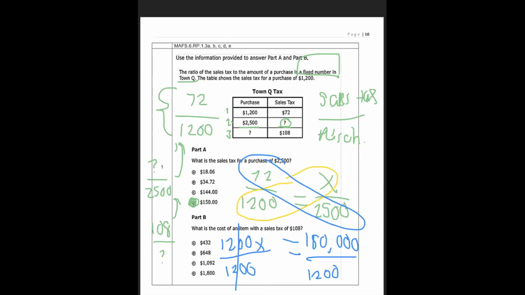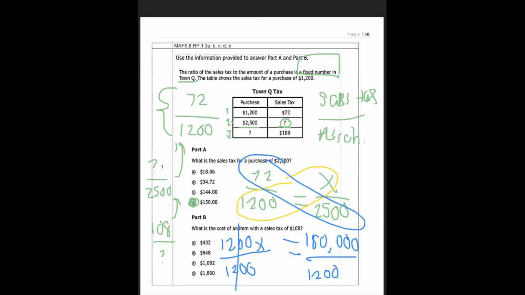What was the part where you just stopped understanding? The cross multiply, the division, and how you got... No, I don't understand it. Okay, so cross multiplying.